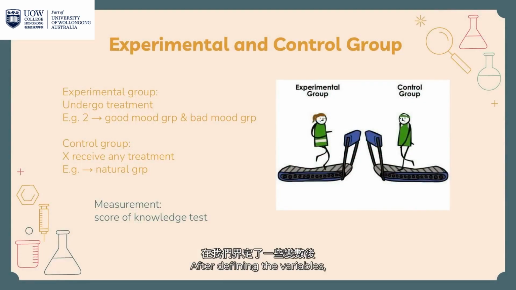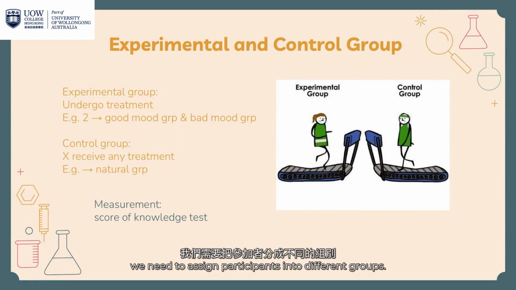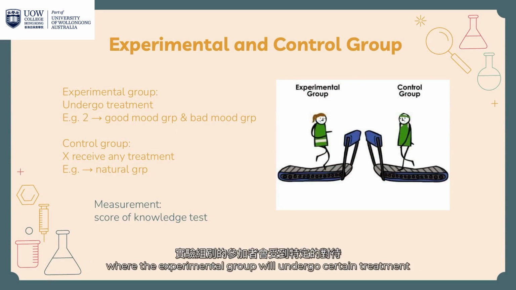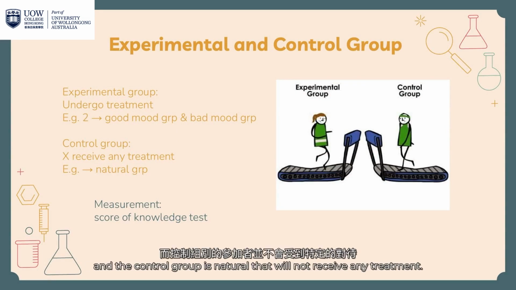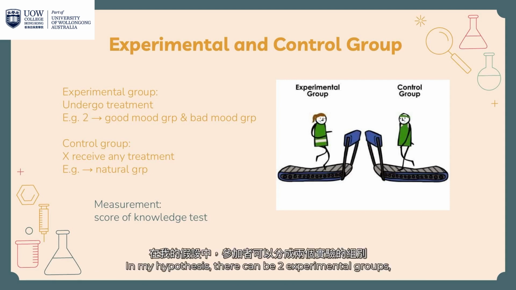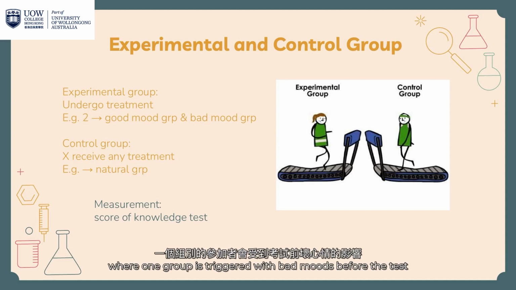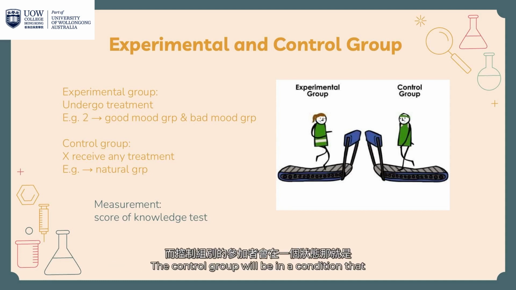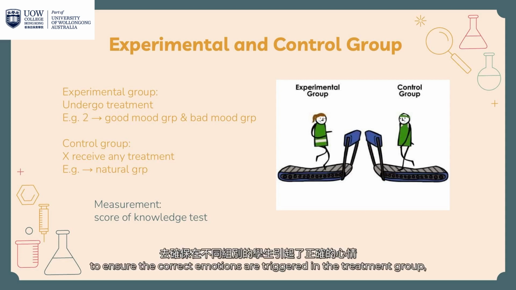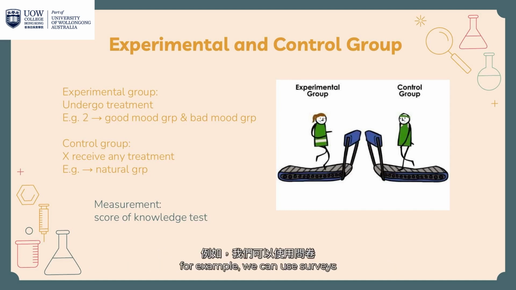After defining the variables, we need to assign participants into different groups. In an experimental design, there must be at least one experimental group and one control group, where the experimental group will undergo certain treatment and the control group is natural and will not receive any treatment. In my hypothesis, there can be 2 experimental groups, where one group is triggered with bad moods before the test and one group is in a good mood. The control group will be in a condition where none of them are triggered with any emotion before the knowledge test. Manipulation checks should be done in this period to ensure the correct emotions are triggered in the treatment groups. For example, we can use surveys to ask for the participants' emotion at that moment.